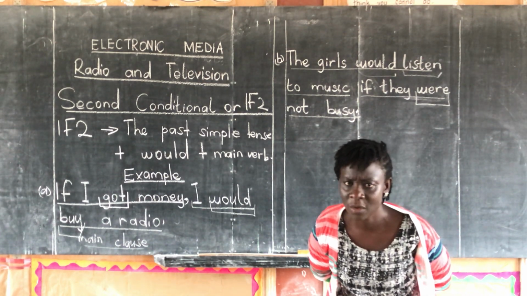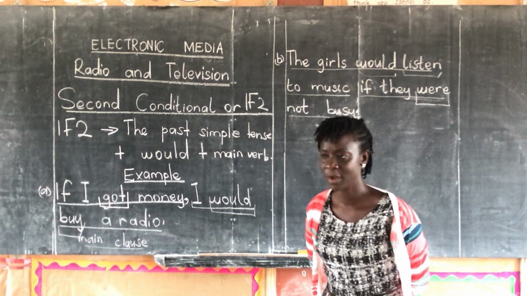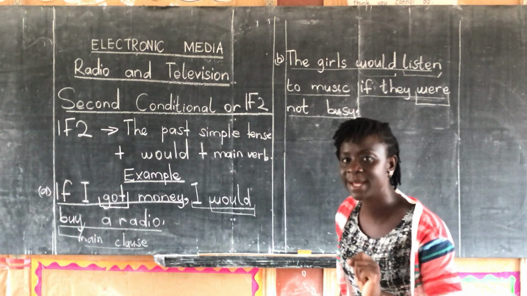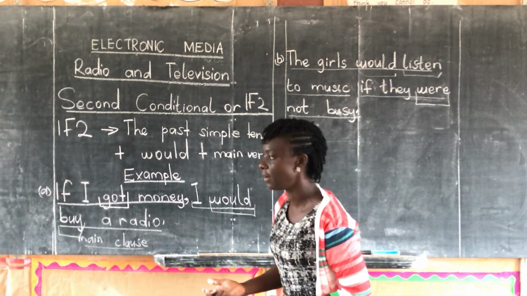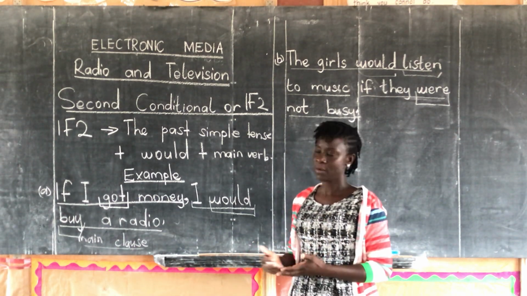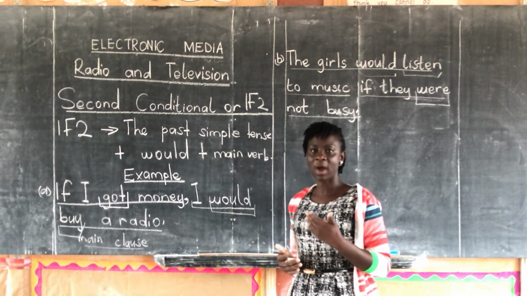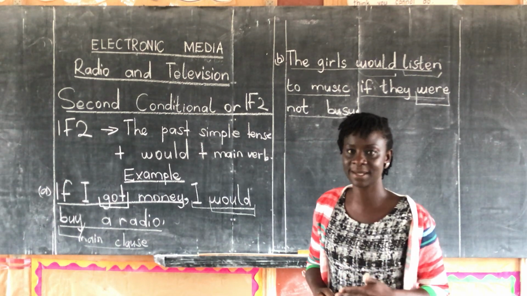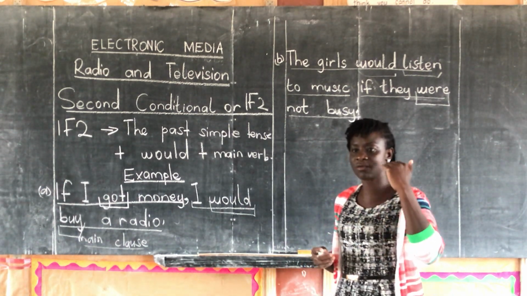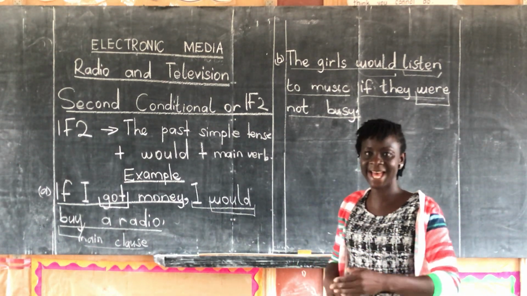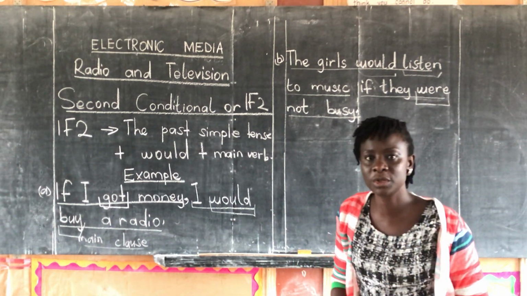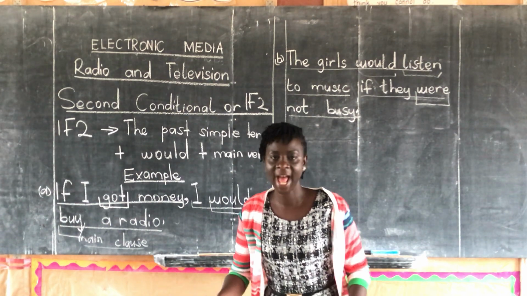However, there is no examiner who is going to ask you to rewrite a sentence in if one or if two. Not at all. For you, what are you supposed to master? That when I'm dealing with if one, I deal with present simple and future simple. When it's if two, I deal with would and past simple. And you should be able to rewrite a sentence from one if to another, even where they've not told you that this is if one and if two.